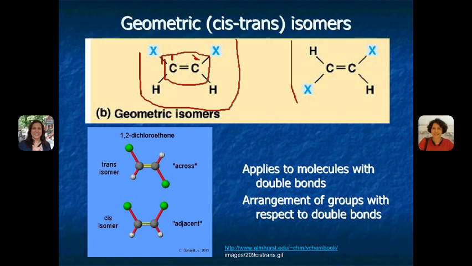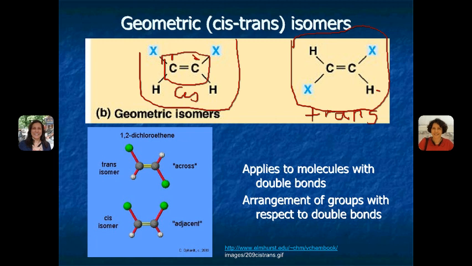Compare that to its isomer. In the isomer, on one side you have the X on the bottom and the hydrogen on the top, while in the other one the X is on the top and the hydrogen atom is on the bottom. So those are the 2 types, the 2 versions. This one on the left is the cis isomer, and the other one here on the right we have the trans isomer.